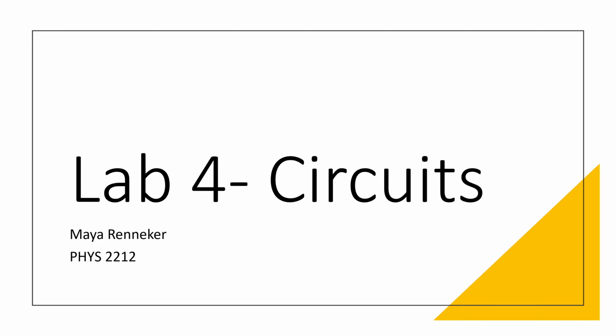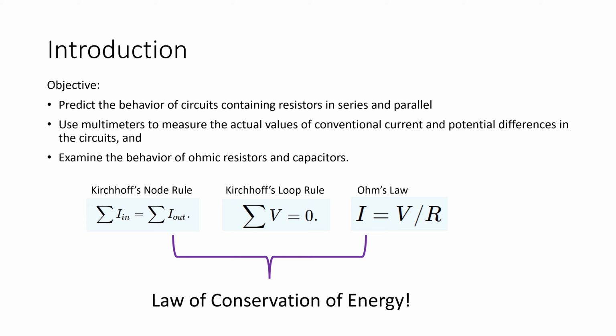This is Lab 4 Circuits for Physics 2212. The purpose of this experiment is to predict the behaviors of circuits containing resistors in series and in parallel and examine the behavior of ohmic resistors and capacitors.